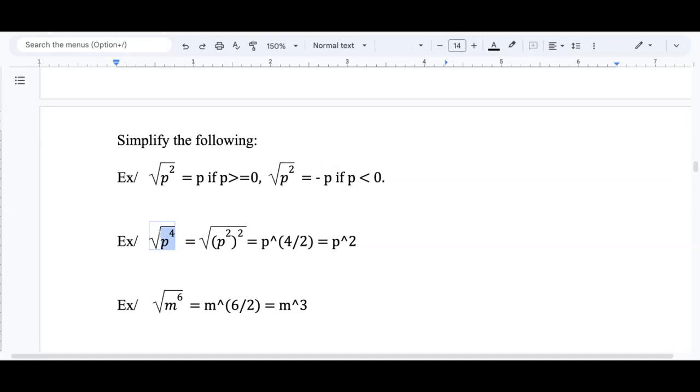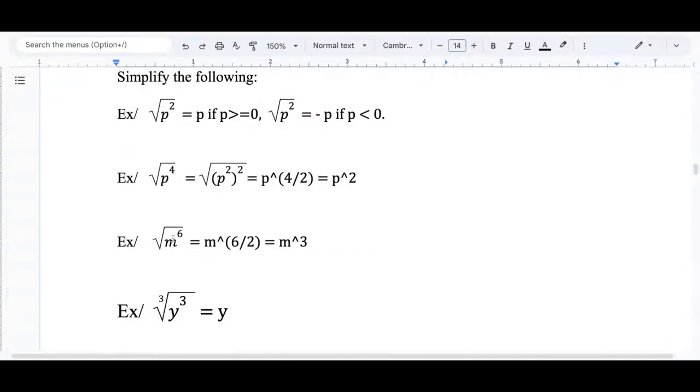If we have p raised to the 4th, then the square root is just p squared, right? Or p raised to 4 divided by 2, that's just p squared. M to the 6th power, that's m raised to 6 divided by 2, which is m cubed, right? Actually, we should put an absolute value sign to force m to be positive, because the power is 6, right? So 6 will make sure m is positive, but m itself, we don't know.